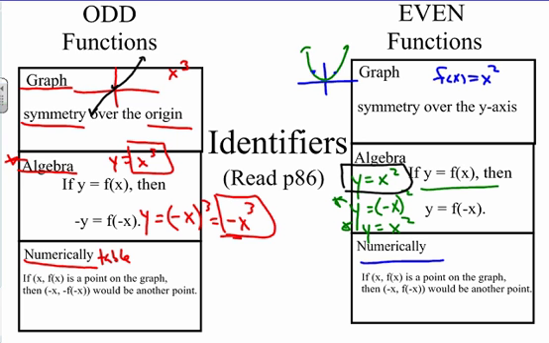Right? And that gives us a symmetry over the y-axis. Okay? So one thing I always remember is that odd functions, start with the O, are symmetrical over the origin. Even functions have a V in it, and that V is symmetrical over the y-axis. So, symmetry. All right? Now, how can we identify these?